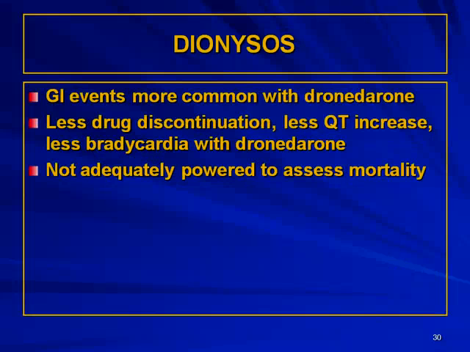In Dionysus, and this is slide 30, GI events were more common with dronedarone compared to amiodarone, but dronedarone caused less drug discontinuation, less QT interval increases, and less bradycardia than amiodarone. And again, this was not adequately powered to look at mortality, so we don't really know what that may end up being. Is the rate of the non-cardiac toxicity with amiodarone great enough that it would end up increasing mortality with a longer-term study?